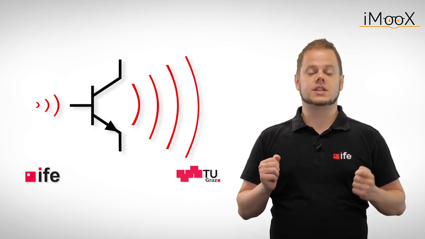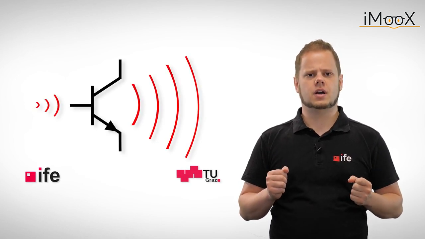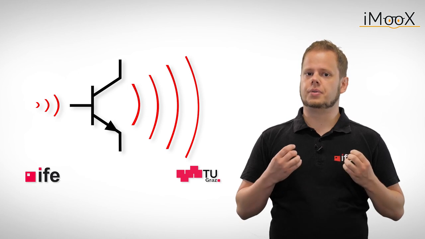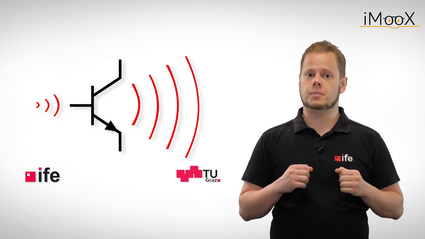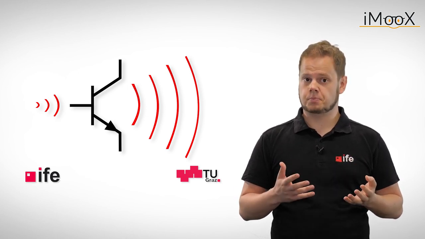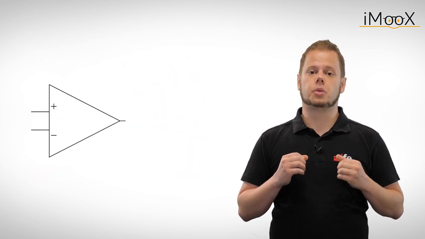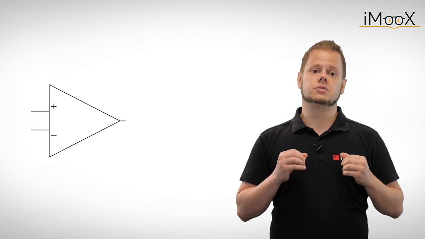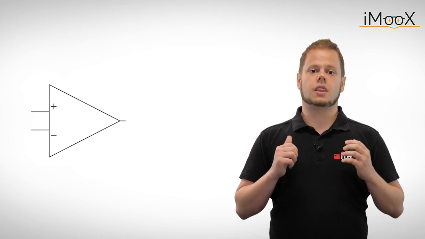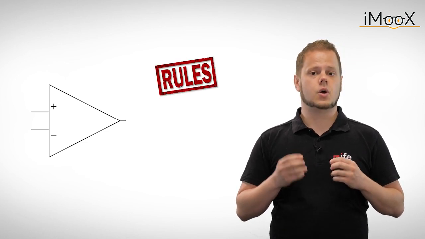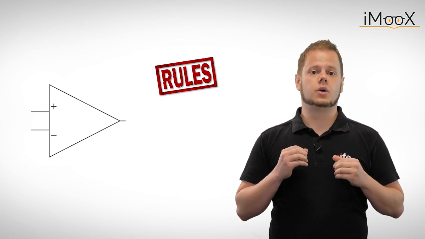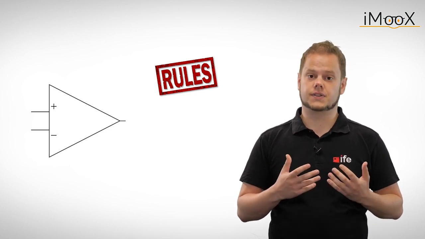Now we know what's inside an operational amplifier. But do we have to deal with the internal structure of an operational amplifier each and every time? Fortunately not. An operational amplifier has 3 properties which are used in circuit analysis. These can be seen as rules we can apply when we are dealing with operational amplifier circuits.